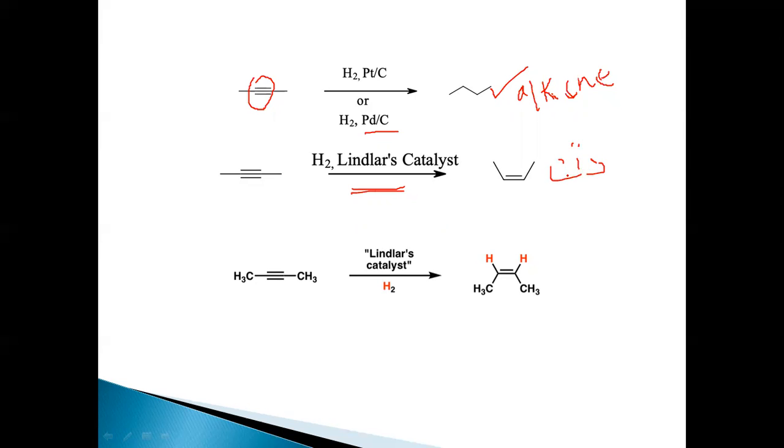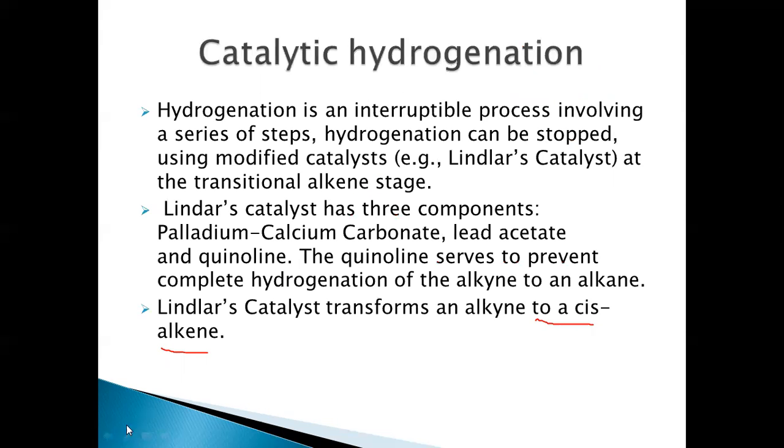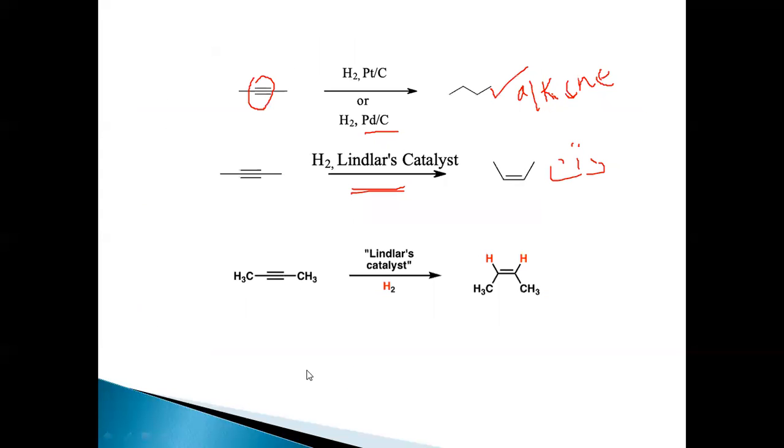So what is this Lindlar's catalyst? Let's see. Lindlar's catalyst has components: palladium, calcium carbonate, lead acetate, and quinoline. The quinoline serves to prevent the complete hydrogenation of the alkyne beyond the alkene. Hydrogenation is a process involving a series of steps, but it can be stopped with the help of a modified catalyst, for example Lindlar's catalyst, which stops at the alkene stage itself, resulting in the formation of the cis alkene. For example, when we take Lindlar's catalyst, hydrogenation will take place.